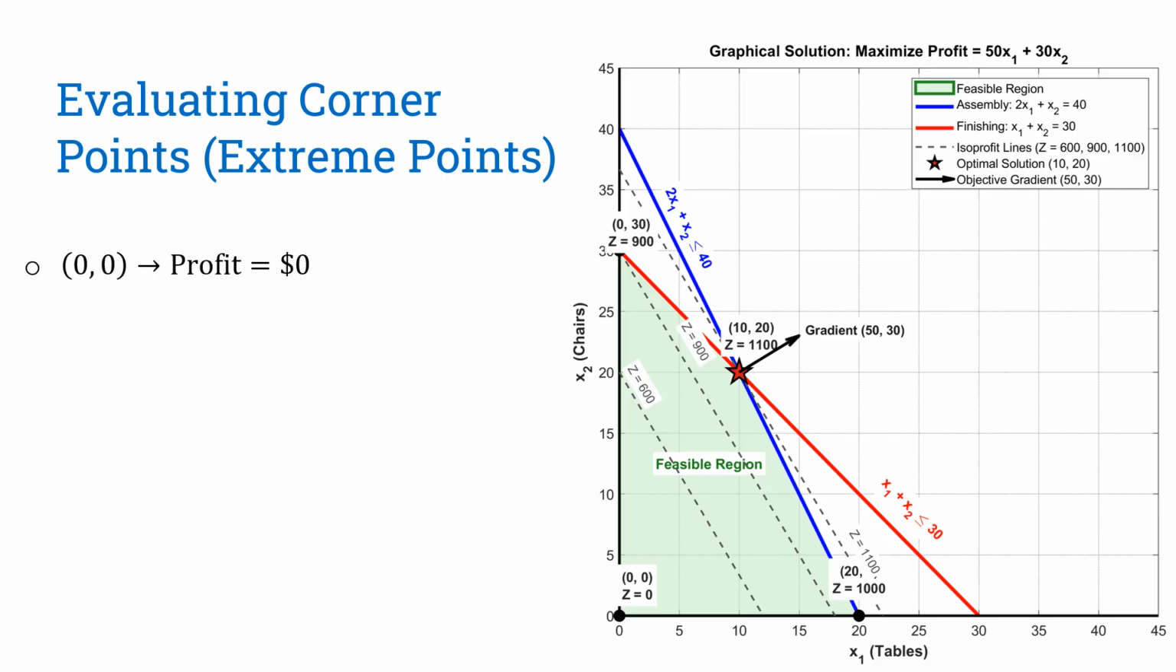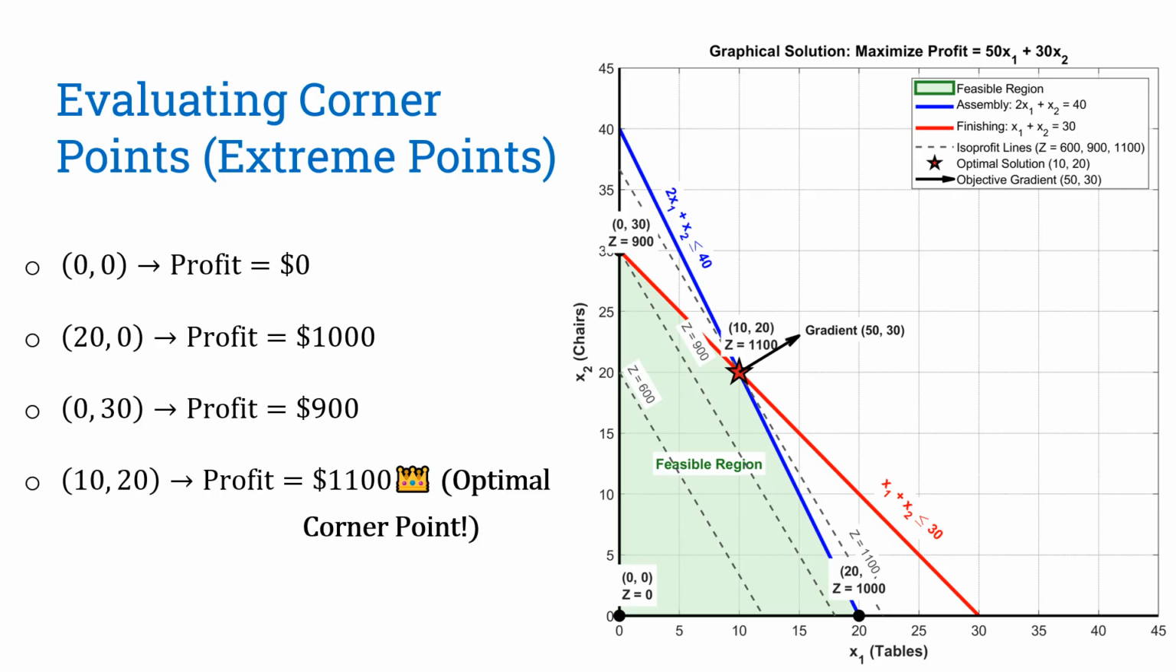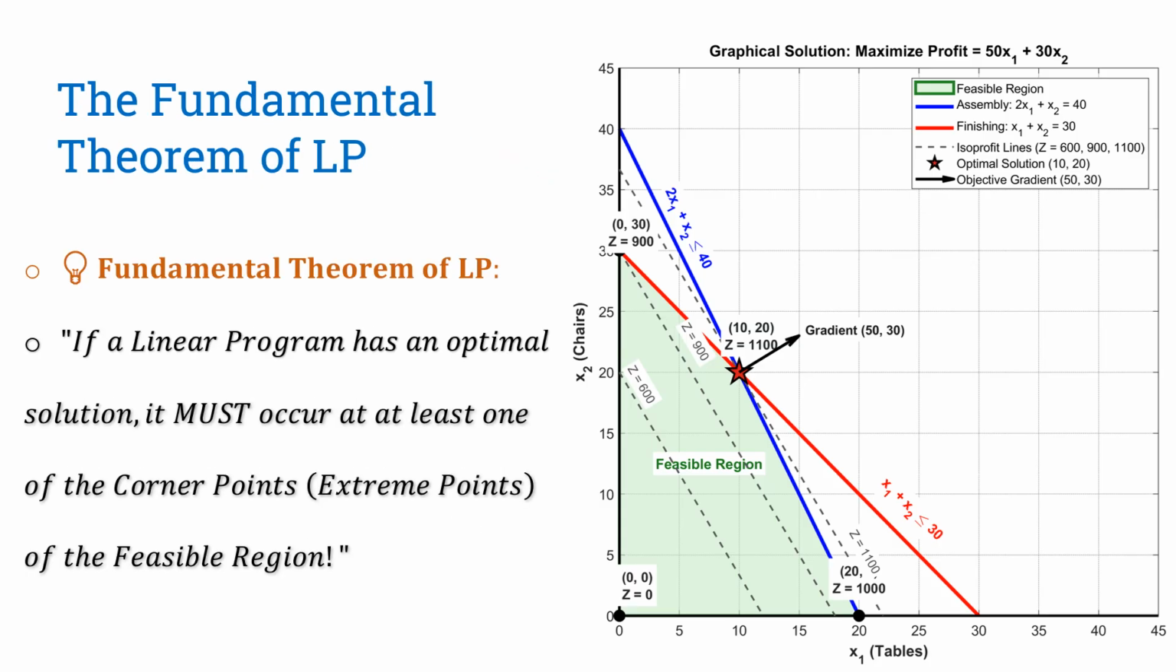The origin, (0, 0), gives 0 profit. Producing only tables or only chairs gives moderate profit. But the intersection point where assembly and finishing capacities are fully utilized yields the maximum profit of $1,100. This fundamental principle is known as the fundamental theorem of linear programming.